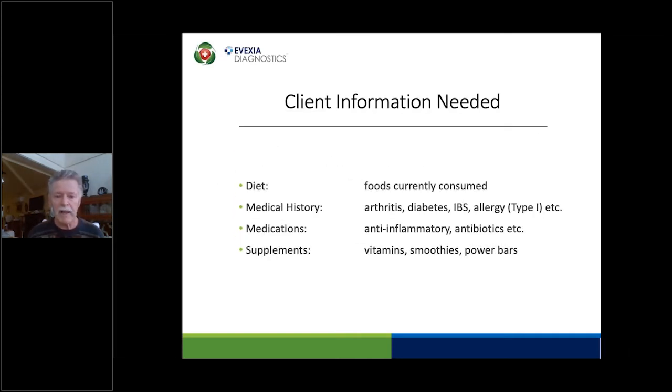So we need some client information ready at hand. We need the diet, that's obvious, so foods currently consumed. We need to know the medical history, especially if there are any underlying organic illnesses, arthritis, diabetes, irritable bowel, allergy, especially type 1 allergy, IgE mediated. Certain medications, anti-inflammatories and antibiotics, which certainly modify the immune response. And then supplements, which have become very important over the past 10 years. People take a lot of supplements, whether they're vitamins or in smoothies or power bars, these various types of health foods, et cetera, all have ingredients in them that can play a role in food sensitivity.